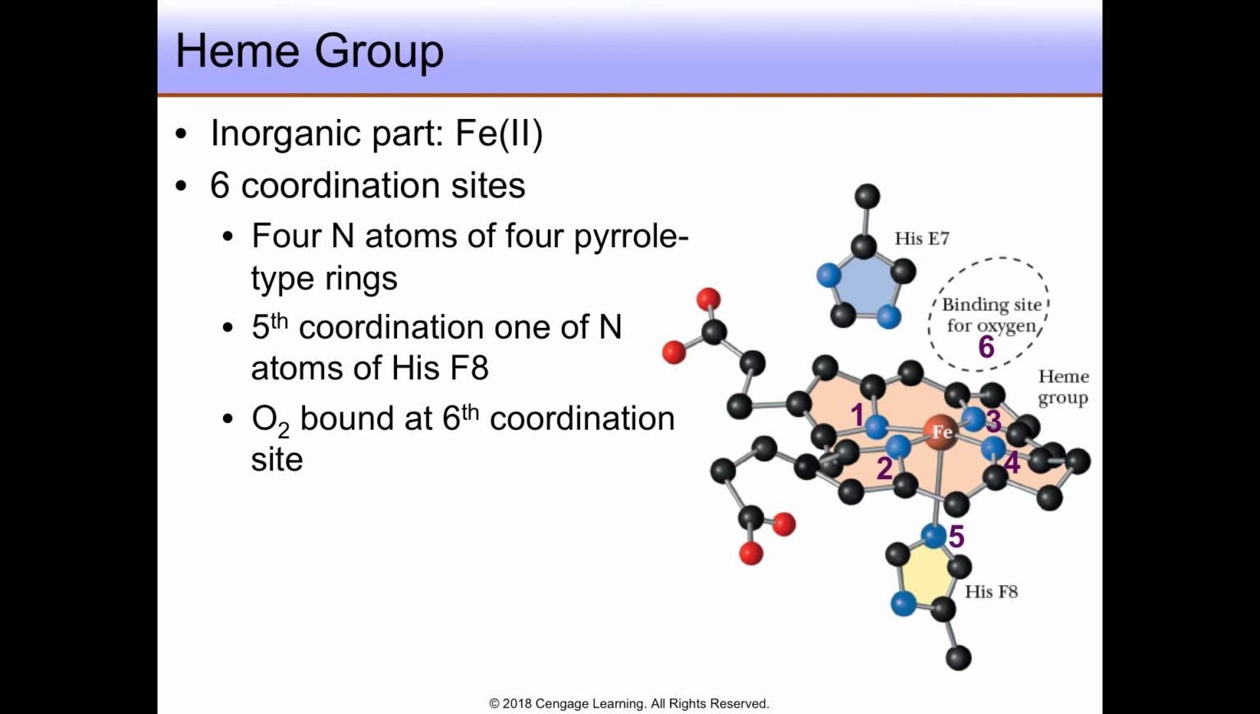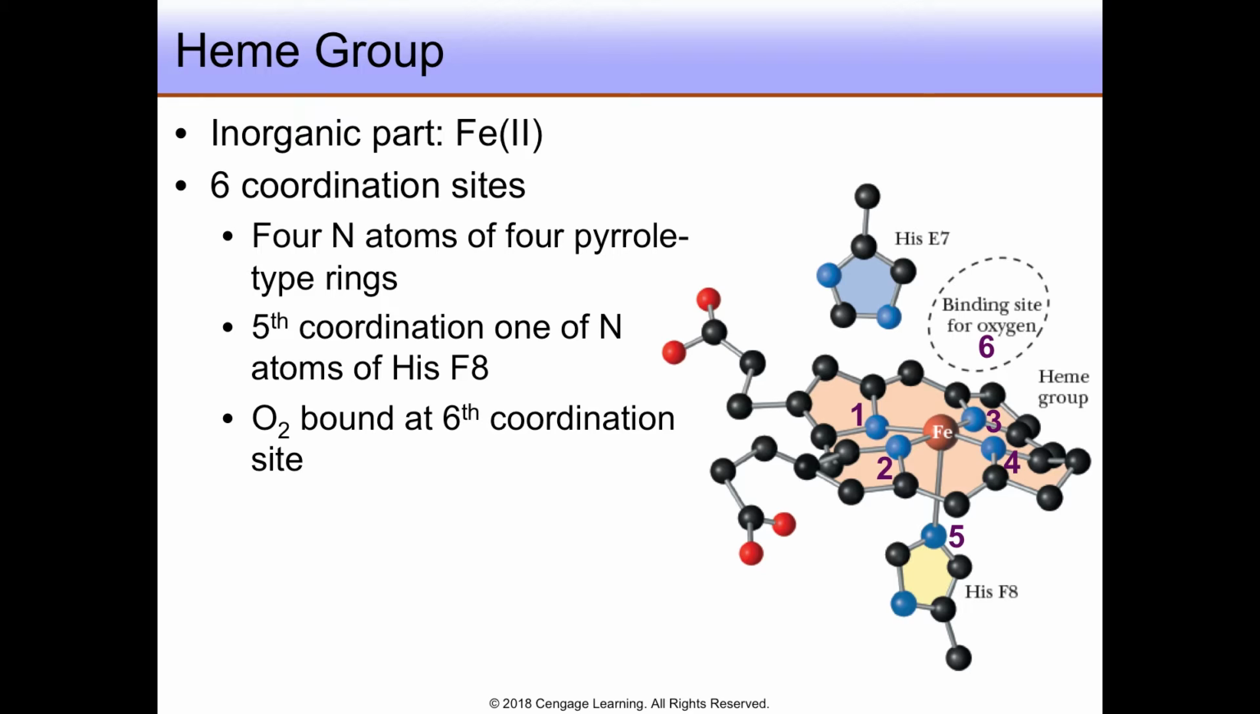A 5th coordination is to one of the nitrogen atoms of a histidine residue below the plane of the heme ring. This is noted as histidine F8 because it occupies the 8th position within the 6th or F alpha helix. These 5 connections to iron are always present. There is a 6th coordination site to histidine above the plane of the heme ring at position number 7 within the 5th or E helix.